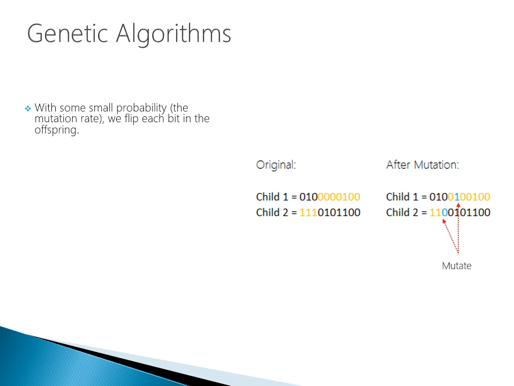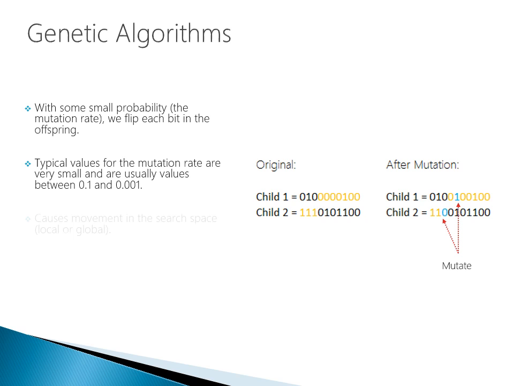With some small probability, the mutation rate, if you will, we flip each bit in the offspring. Typical values for the mutation rate are very small and are usually values between 0.1 and 0.001. What this does is it causes movement in the search space. And it also has the added benefit that it restores lost information to the population.